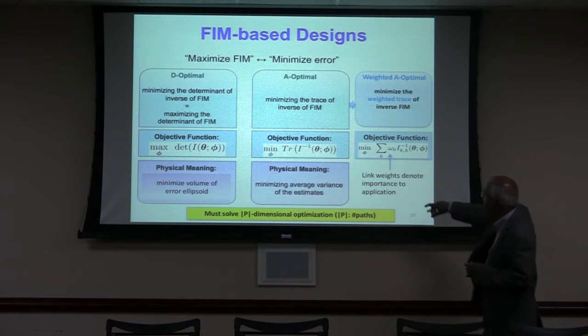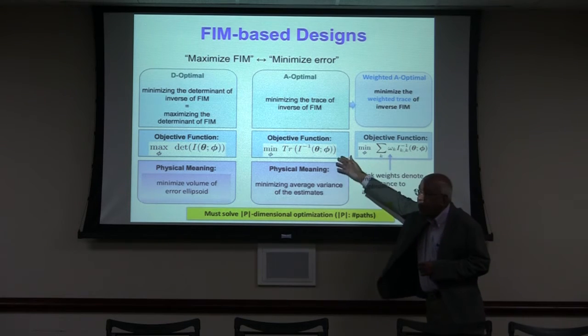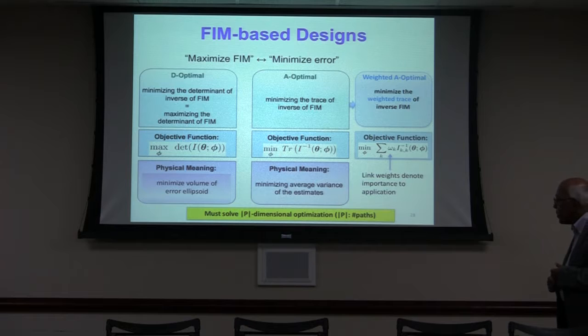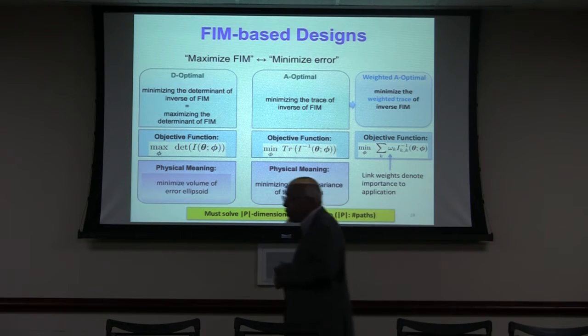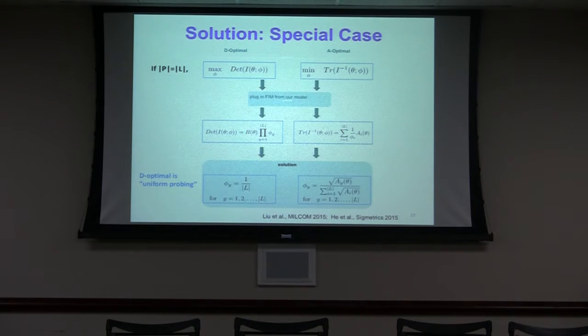And of course, if you believe that some links are more important, you could add link weights to this trace operation. So this is a p-dimensional problem. P is the number of paths. I'm trying to assign a fraction of the probes to different paths. So P is at least equal to the number of variables you have, right? That's what invertible solution means. So this seems like a hard problem, but at least for these two cases, we have been able to get closed form solutions.